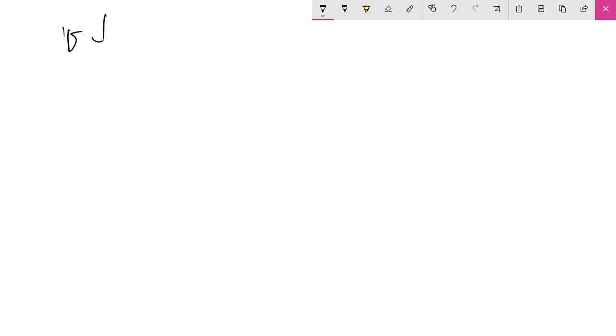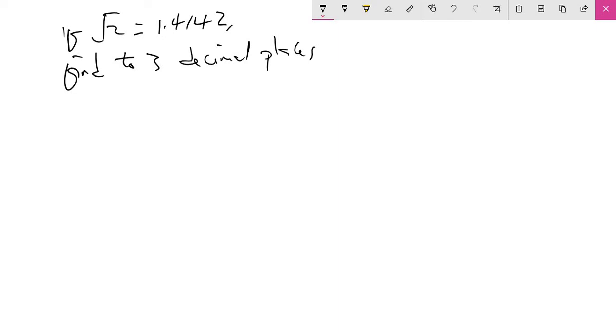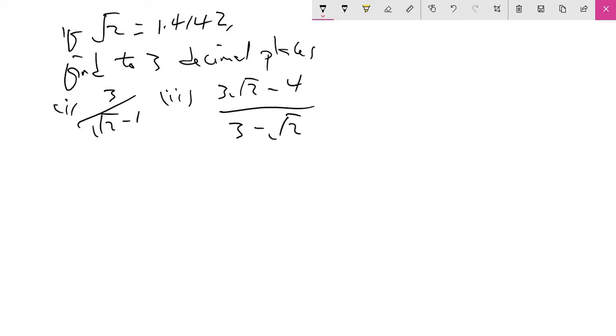It says, if root 2 is equal to 1.4142, find the following to 3 decimal places: 3 divided by root 2 minus 1, and 3 root 2 minus 4 divided by 3 minus root 2. Now, when you see this, it is tempting to just substitute the value for root 2. But please, you must first rationalize. You simplify the expression until you can't do anything further before you substitute. You must remember that. So the first one says 3 divided by root 2 minus 1.